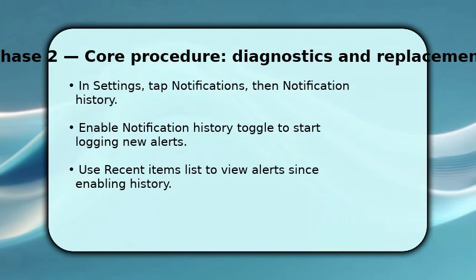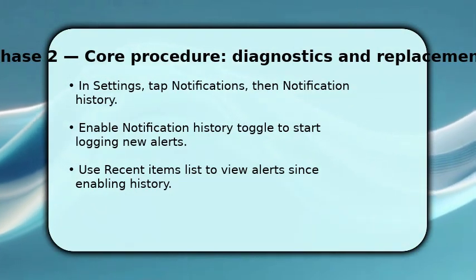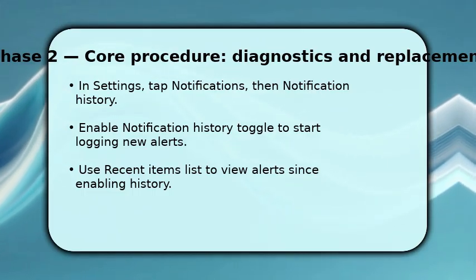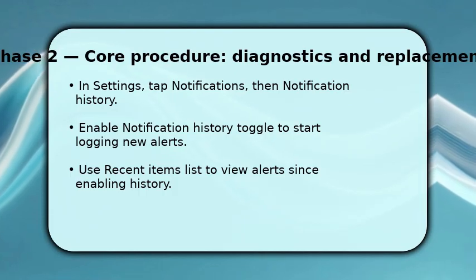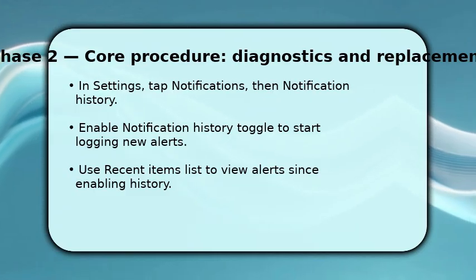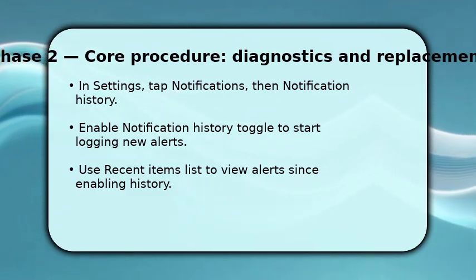Once in Notifications, scroll to Notification History and tap it. You'll see a toggle. Turn it on to let Android log incoming alerts. You should understand that enabling it only records alerts from that moment, not past ones, so make sure to activate it before you need older messages.